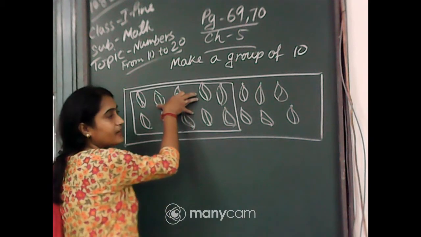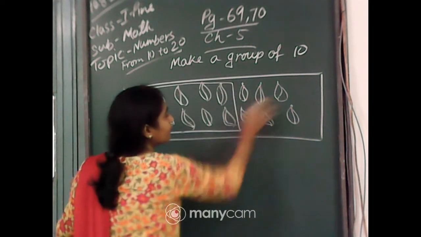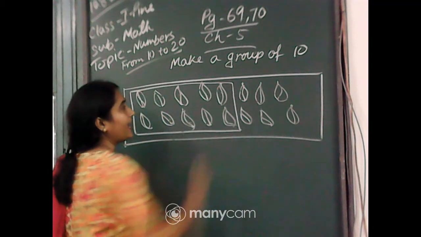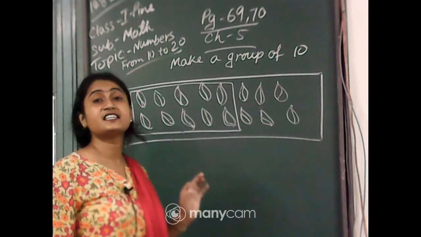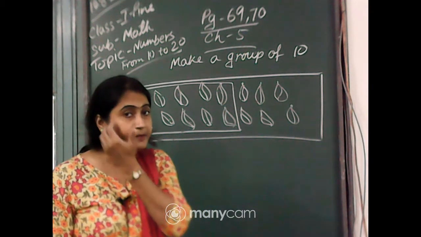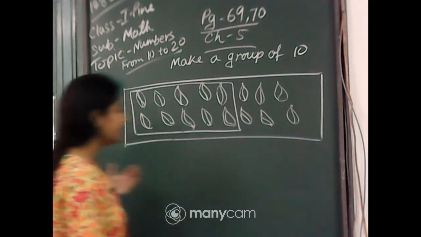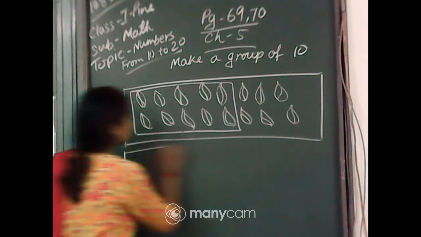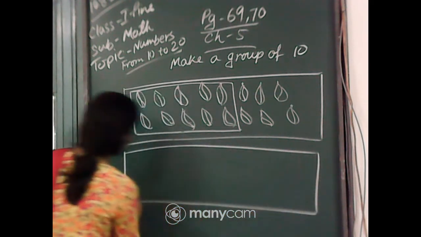This is in a bundle, which means 10, and 1, 2, 3, 4, 5, 6. 1 ten and 6 ones. What will be the number? 16. Okay. Next, how many chocolates in this box?